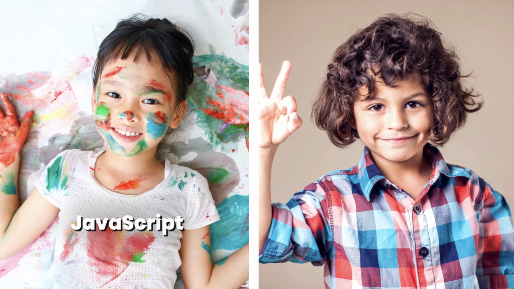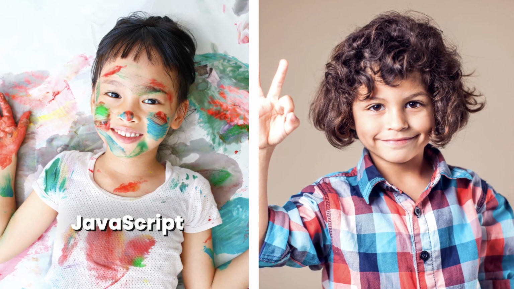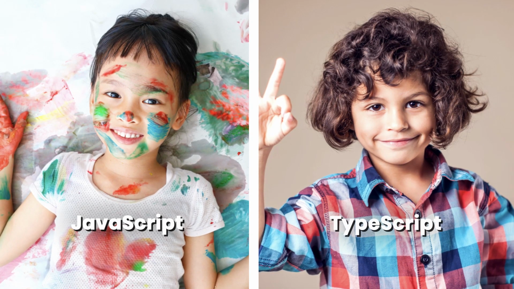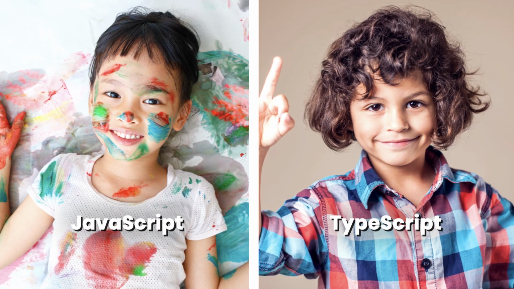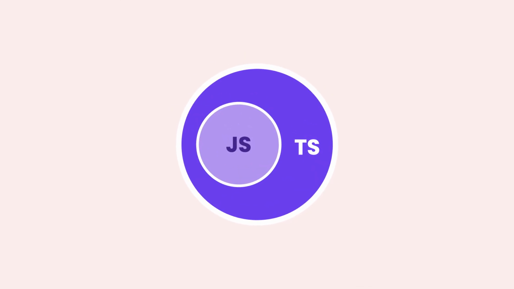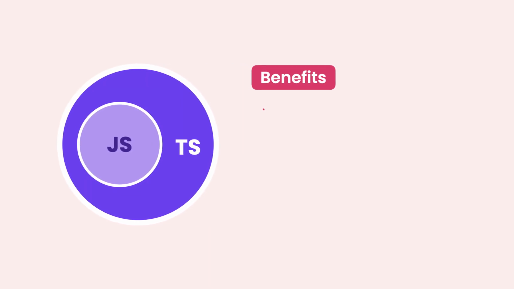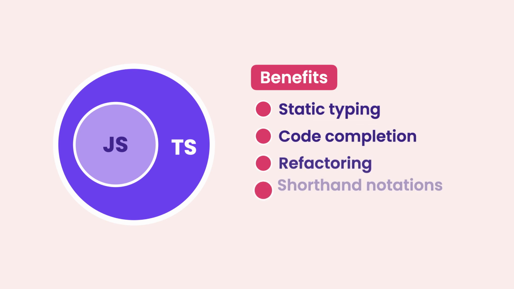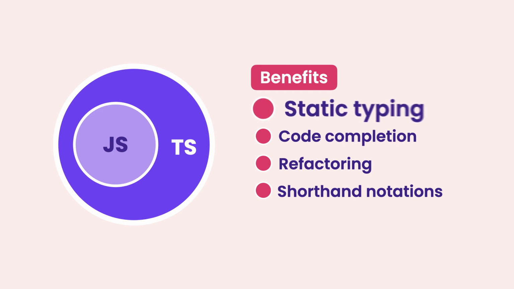JavaScript is like a kid without any discipline who does whatever he or she wants. TypeScript, on the other hand, is like a kid with some discipline. Now, technically speaking, TypeScript is a programming language built on top of JavaScript, so every JavaScript file is a valid TypeScript file. But TypeScript adds some really cool features to JavaScript that help us build more robust and maintainable applications in less time. The most important feature TypeScript offers is static typing.